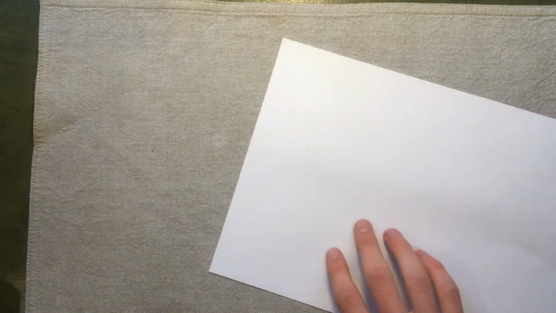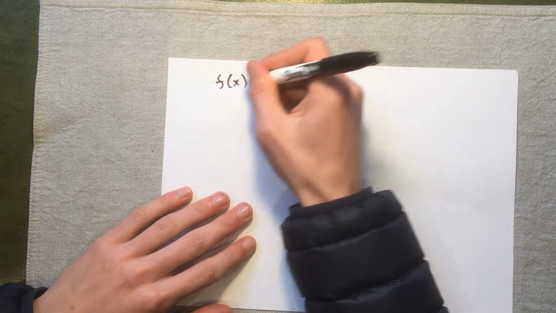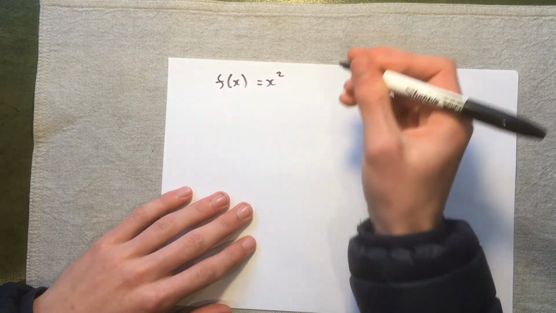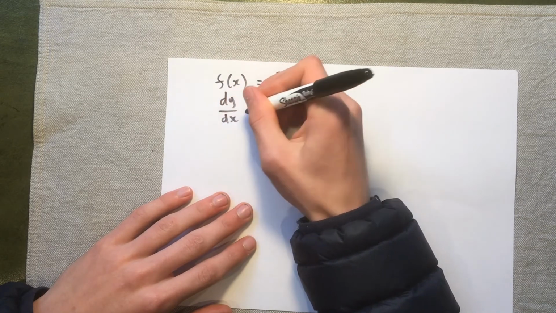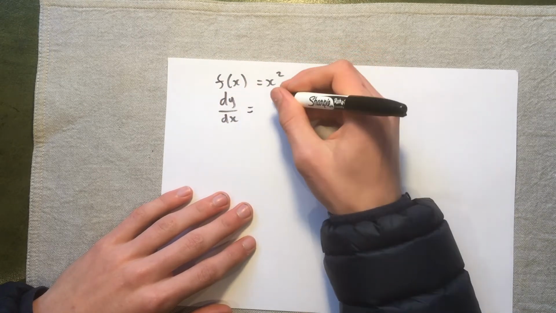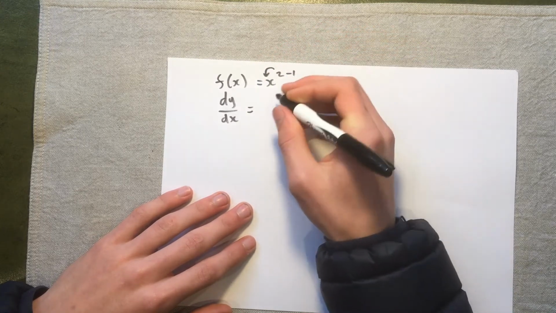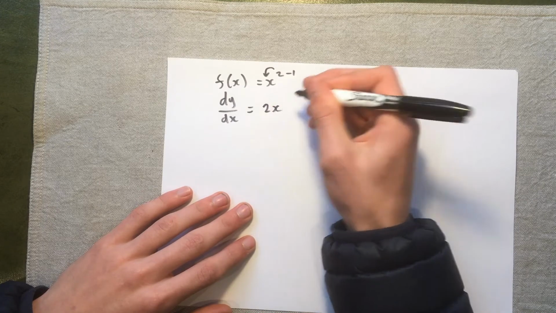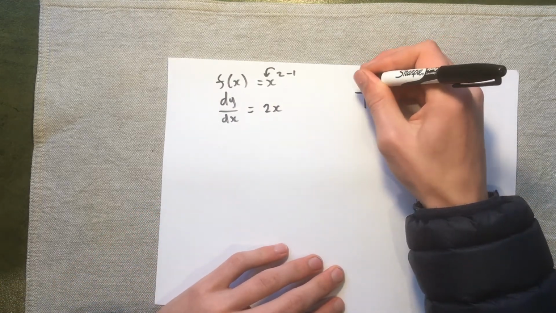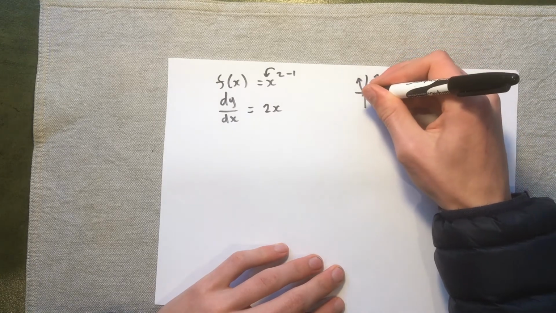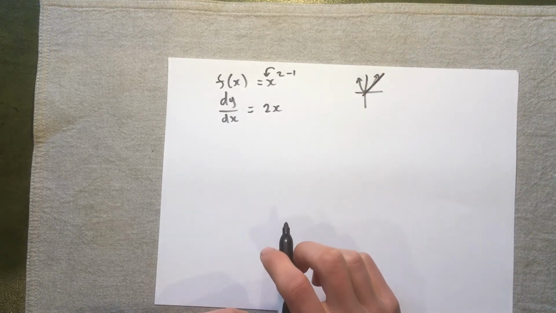So using our power rule, if we have a function f of x equals x squared, we know that the gradient function, or the derivative of this, is going to be, bring the 2 to the front, take 1 off the 2, and we're going to get 2x. Simple as that. So that means if we have the graph y equals x squared, the gradient at any point is going to be 2x. Now, how are we going to do this using our first principles?